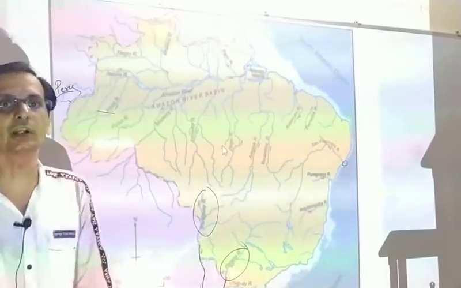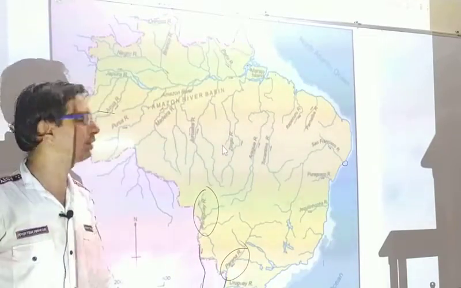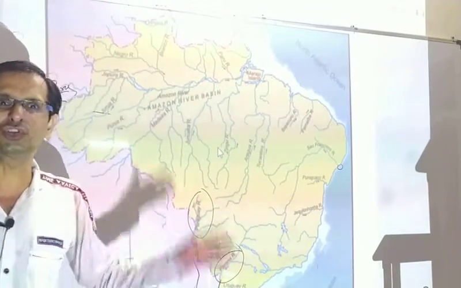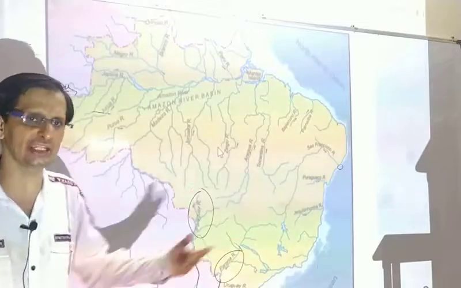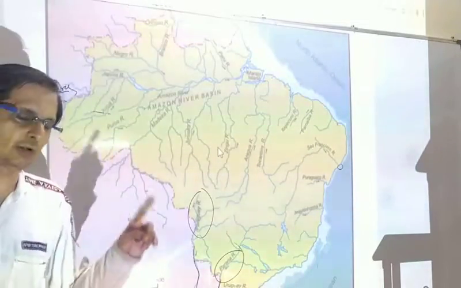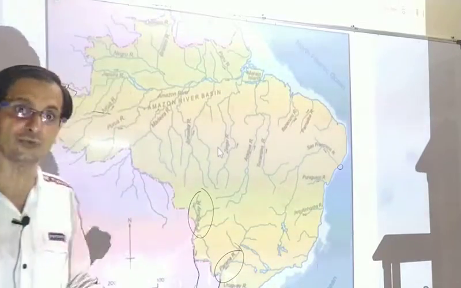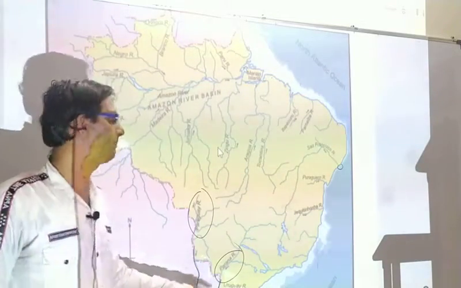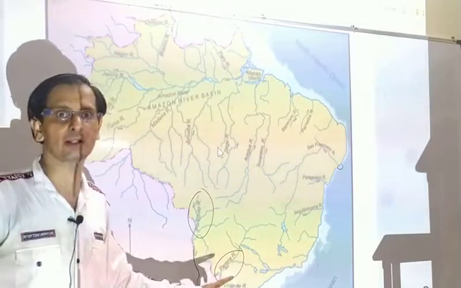Now you have seen the Amazon River basin is so gigantic. But the second most important river basin, or drainage system, of which river? Paraguay and Parana. Paraguay, Parana.